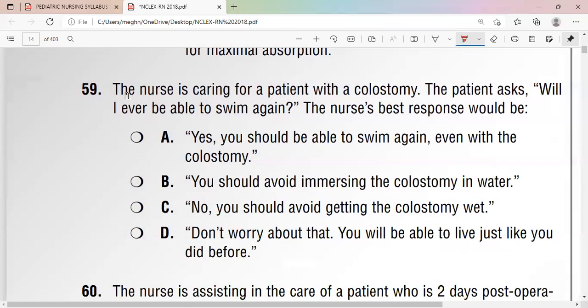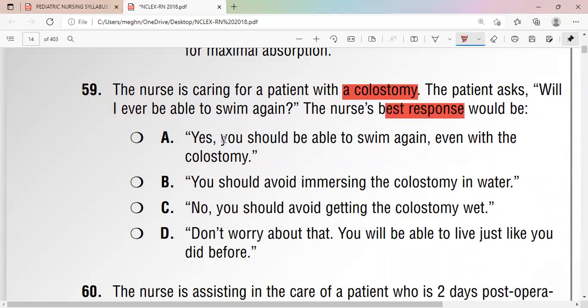Number 9 here, the nurse is caring for a patient with colostomy care. The patient asks, will I ever be able to swim again with a colostomy? The nurse's best response? A: Yes, you should be able to swim again, even with the colostomy. B: You should avoid water with a colostomy. C: No, you should avoid getting the colostomy wet. And D: Don't worry about that. You will be able to live just like you did before.